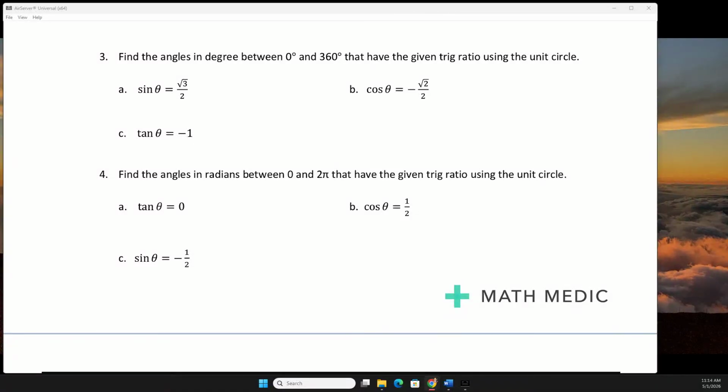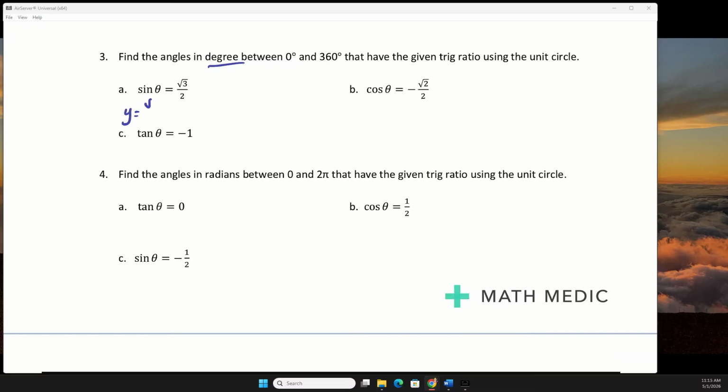So in 2026, for lesson 7.5, I changed the examples on the notes, and so I'm going to do those right now. On example 3, we're going to find the angles in degrees between 0 and 360 that have the given trig ratio using the unit circle. And so A, we want to find the angle where the sine is square root of 3 over 2. On the unit circle, the sine comes from the y.